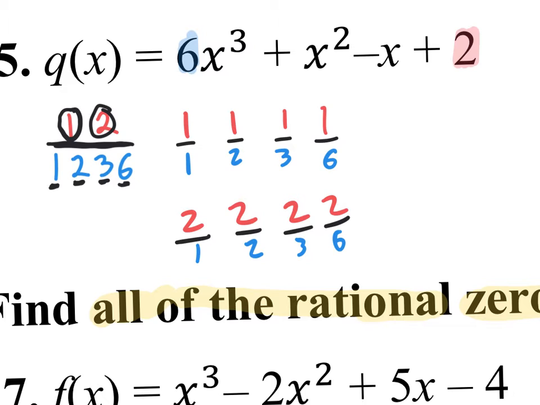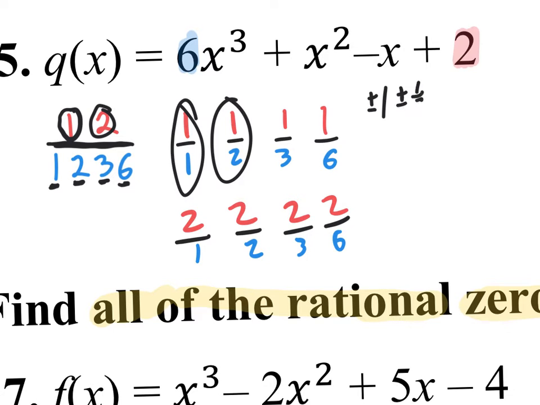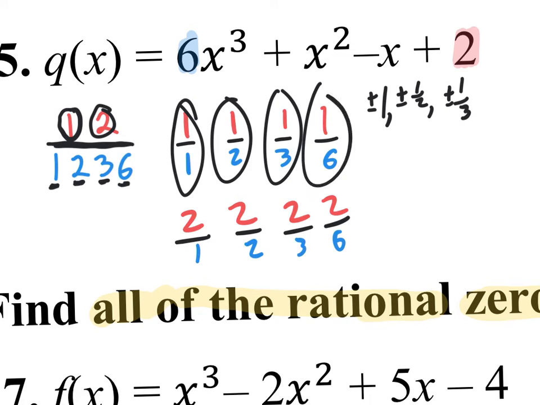So what I do is go through each one of these and see if there are any repeats, because you don't need to write it twice in your list. This is really 1. I'm going to put plus or minus 1. This is really 1/2, plus or minus 1/2. This is really 1/3, plus or minus 1/3. This is really 1/6, plus or minus 1/6. This is really 2, the number 2, so I'm going to put plus or minus 2.